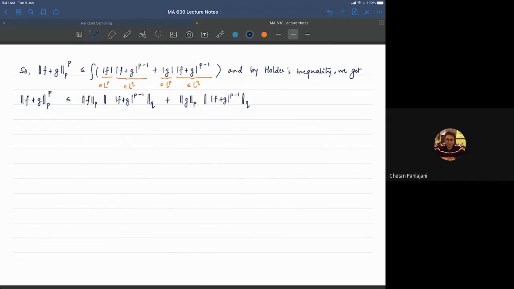Any questions so far? All right, now basically let's find out what this thing is. Note that the same thing shows up here and here. Let's find out what this is.